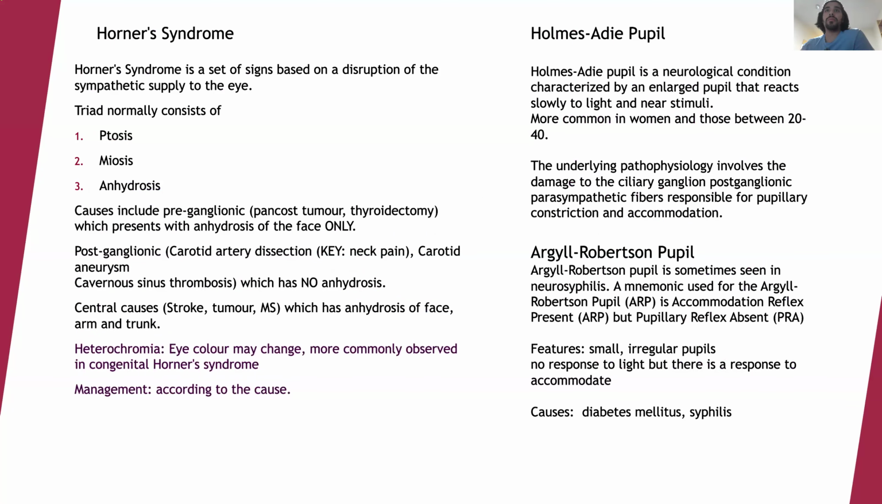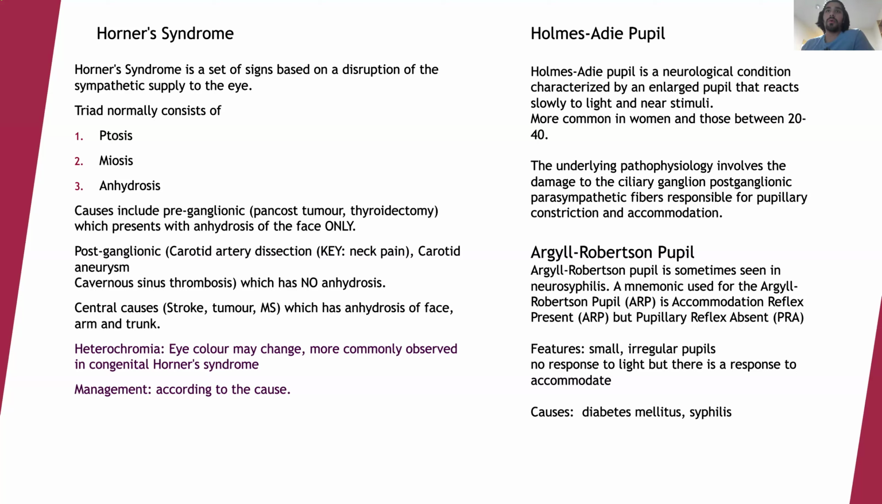So Horner syndrome is something that comes up a lot in SBAs. The triad you need to know is ptosis, so that closure of your upper eyelid, miosis, so small pupil, and anhidrosis, so that's no sweating. Usually it's because of a Pancoast tumor, at the apex of the lung.